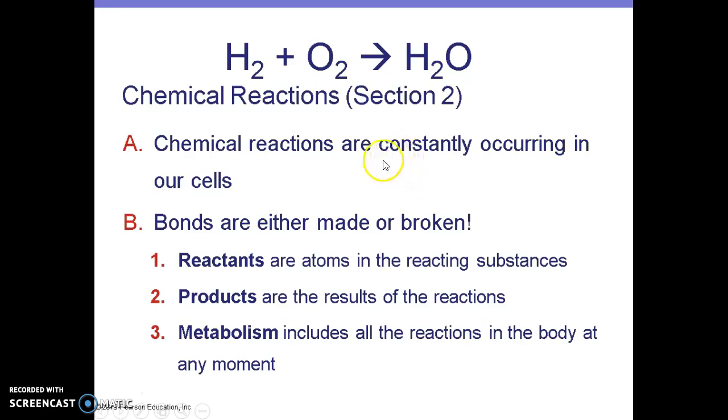So there's some definitions we need to know here. If you are on the left side of the arrow, you are a reactant. So here hydrogen and oxygen are reactants. The arrow points to the product, which is water. And if you added up all the chemical reactions in the body, all the making or breaking reactions, this is called metabolism. So some making reactions or building reactions would be making proteins. A breaking down reaction would be digestion.